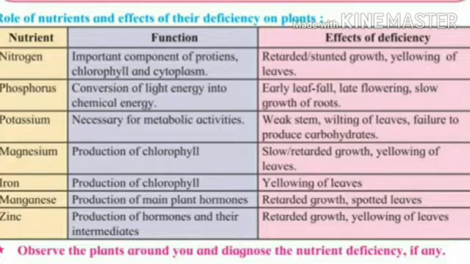Nutrient is manganese. Function is production of main plant hormones. Retarded growth and spotted leaf are the effects of deficiency. Zinc. Function is production of hormones and their intermediates. Effects of deficiency are slow growth and yellowing of leaf.